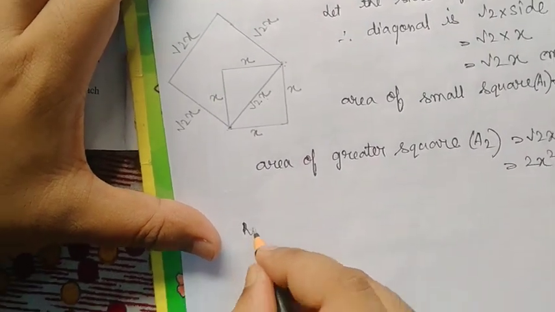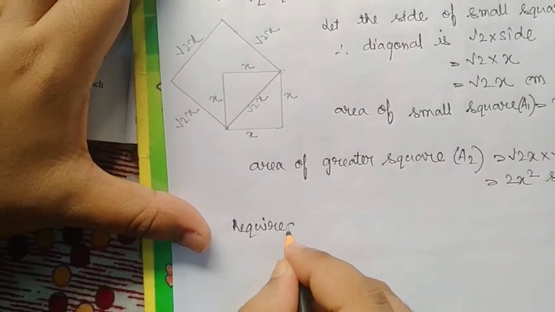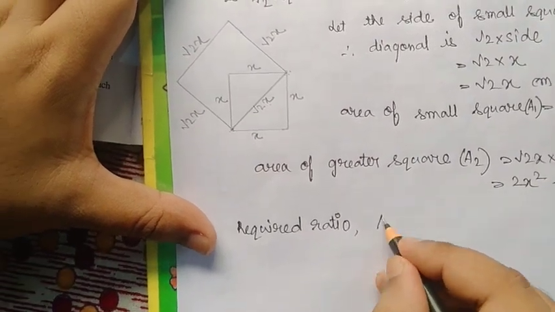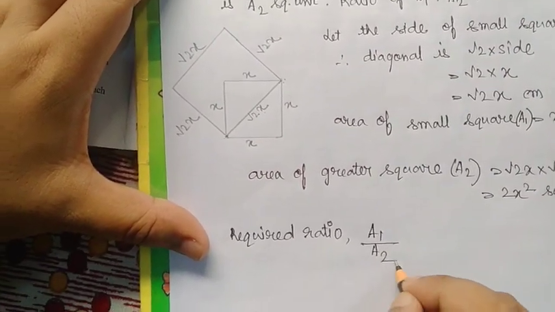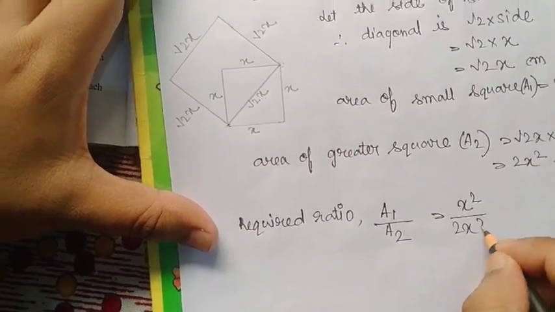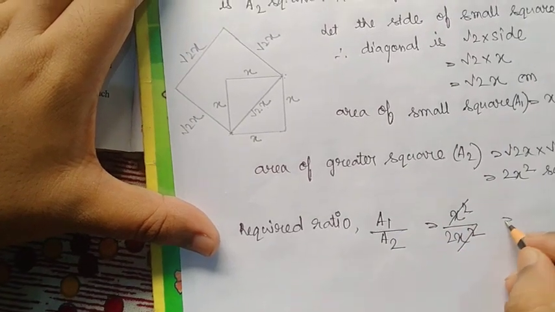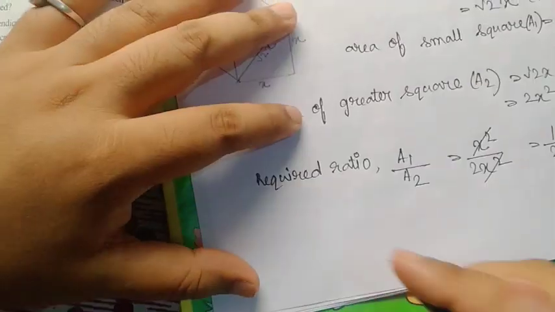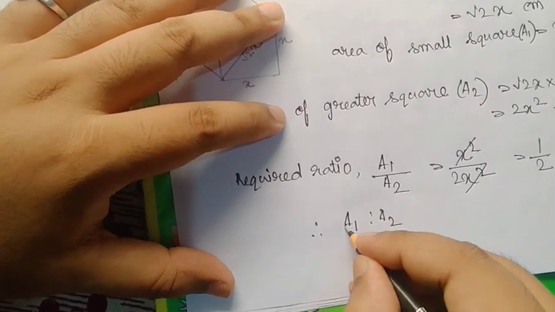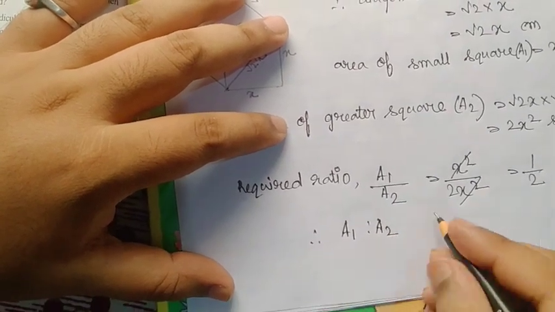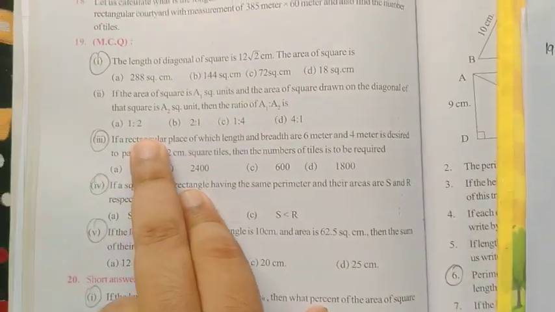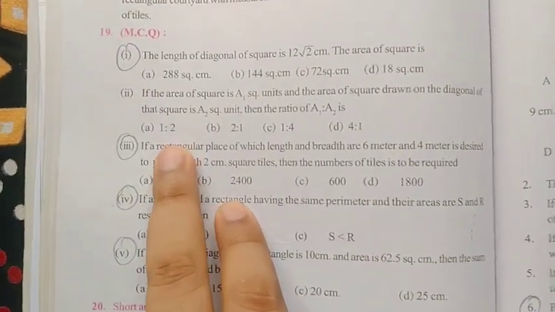So required ratio is A1 by A2. A1 means x square and A2 means 2x square, so you're gonna cancel out x square in x square, so answer is 1 by 2. So therefore we can say that the correct ratio of A1 is to A2 equal to 1 is to 2. So this is the answer, 1 is to 2. We have to choose the correct answer from this lot, answer number 1, 1 is to 2.